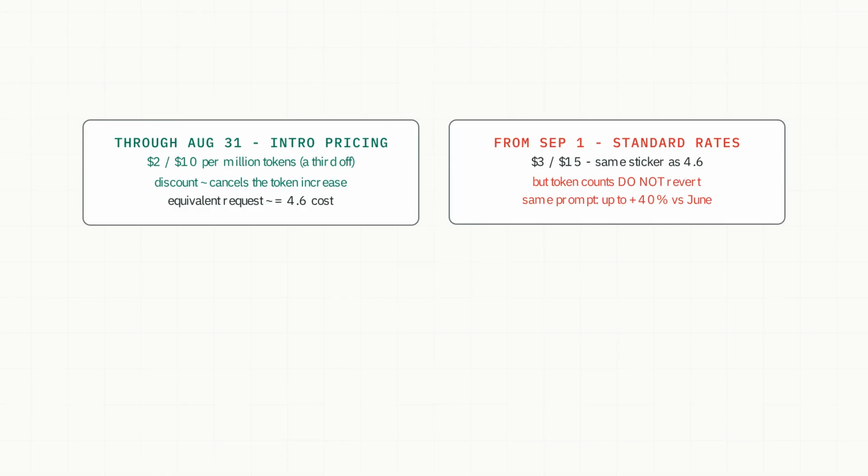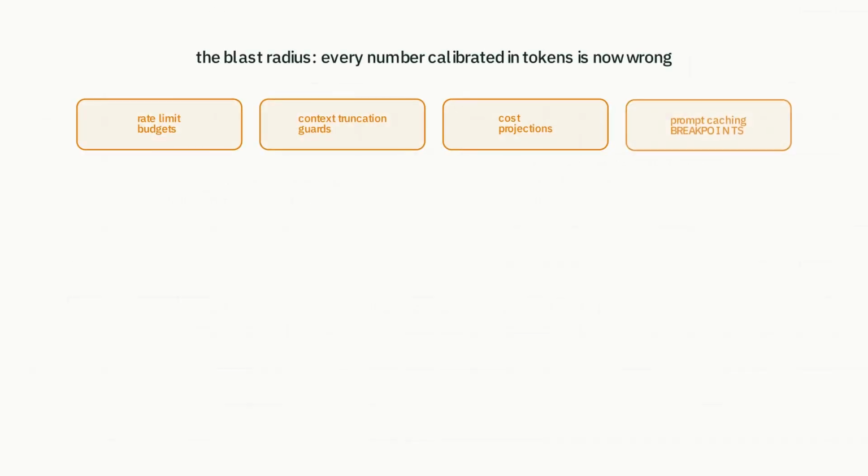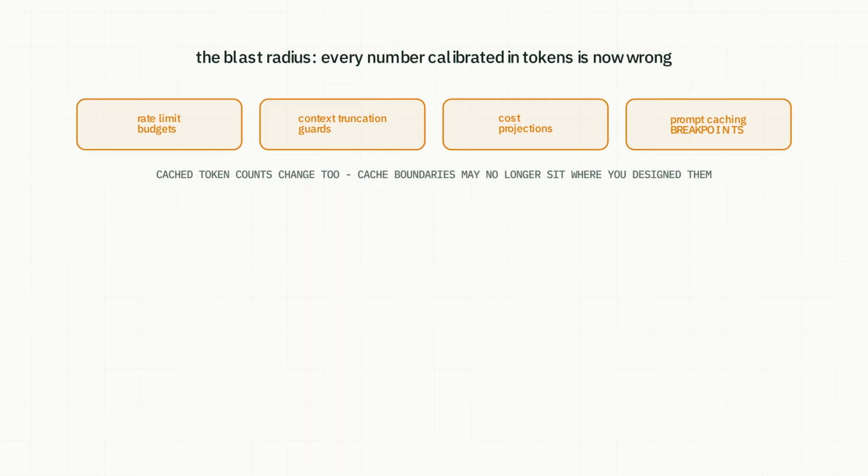On September 1st, pricing returns to the standard $3 and $15, the same sticker price as before, but the token counts do not revert. Net effect, the same prompt can cost up to 40% more than it did in June, at an unchanged advertised price. That's the bill shock, and it's not a price rise, it's a measurement change. And the tokenizer's blast radius goes beyond the invoice. Every number you calibrated in tokens is now wrong.